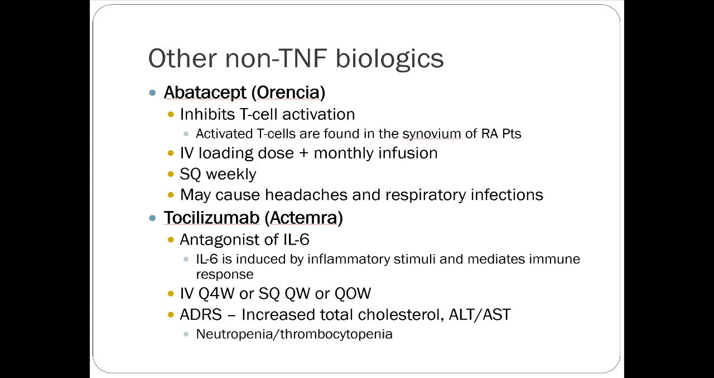Tocilizumab or Actemra is an antagonist of interleukin-6, which is responsible for inflammatory stimuli and mediation of immune response. So there's a different immune system mechanism there. IV every 4 weeks or sub-Q once weekly or every other week, depending on the dose you give. Adverse reactions: increased total cholesterol, liver enzyme elevations as well, and possibly neutropenia and thrombocytopenia. So these two drugs are not quite as well tolerated as our TNF agents, but they do represent alternatives, which is always good in a disease like this to have some different options to work with.